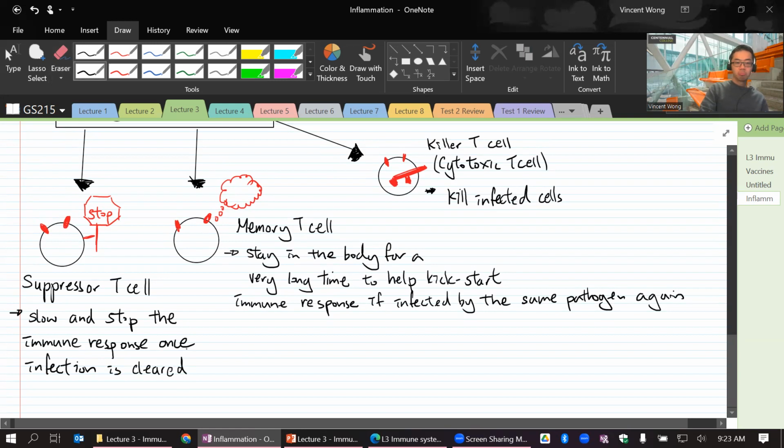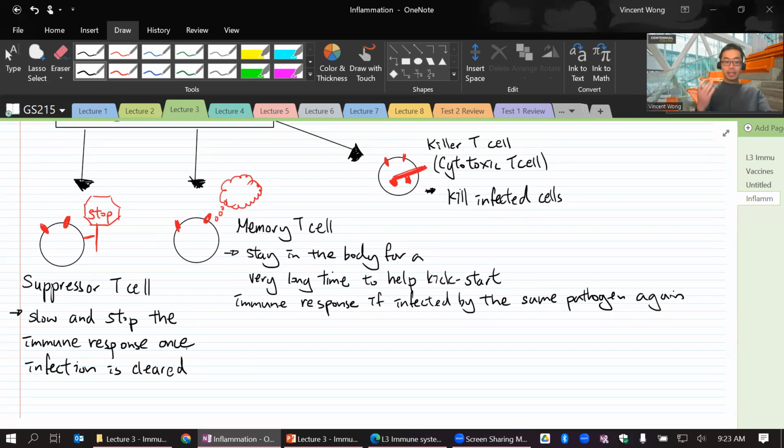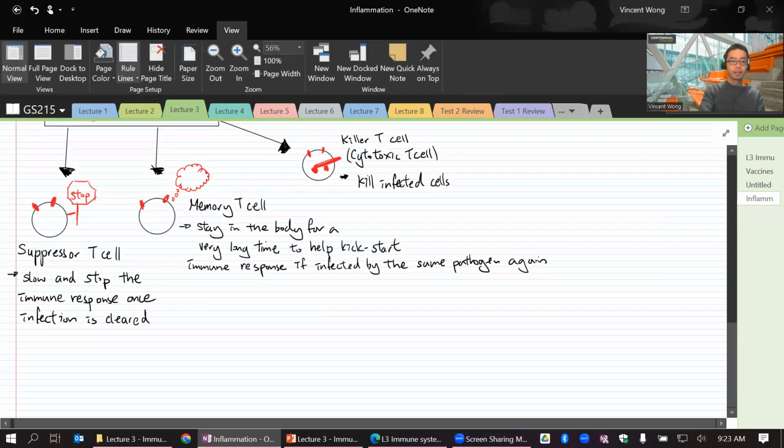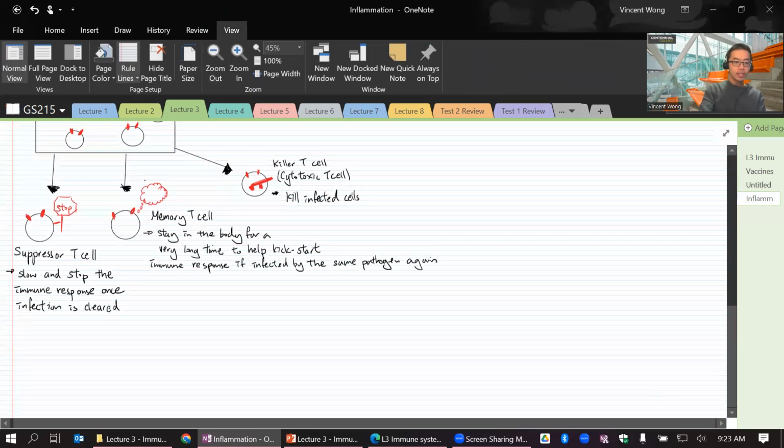We don't want uncontrolled cell division. If the white cell keeps on dividing in an uncontrolled manner, that's bad news. That's kind of what leukemia is, for example. We definitely don't want that. Do you guys understand?